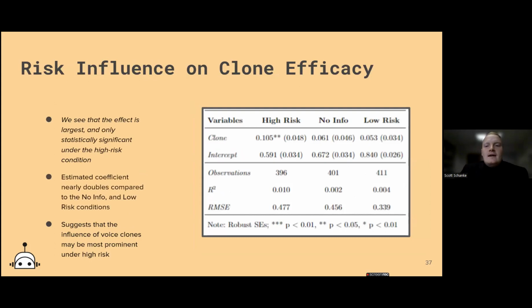Then we also took a look at the risk influence on clone efficacy. We see that the effect is largest and only statistically significant under the high risk condition. That's somewhat interesting, and granted, these results are only suggestive. Further research might need to be done to identify in which scenarios and why this might be. But using this separated linear probability model, we can see that the coefficient between high risk, no information, and low risk basically doubles. Granted, when we do pairwise tests, these aren't significantly different from each other, but this might be an interesting area for future research.